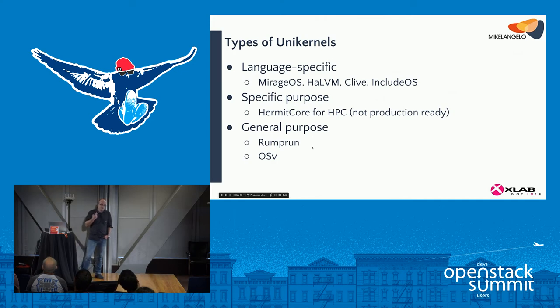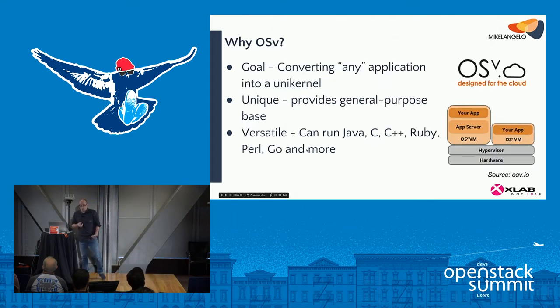And then there is the last type, which we call general purpose, and the two representatives here are RumpRun and OSv. They are completely different in their architecture and concepts, but the main idea that they share is that most applications that are available on current systems should be executed on these two types of unikernels. And as Daniel said before, our unikernel of choice is OSv. As the creators say, it's a new operating system designed for the cloud.